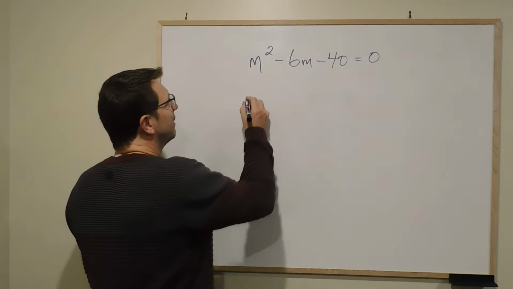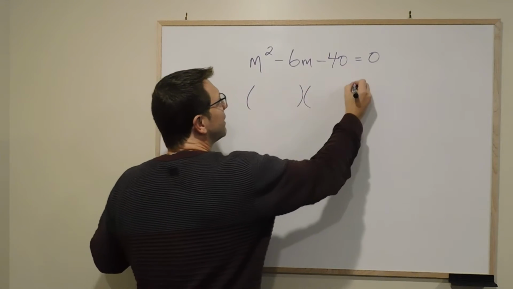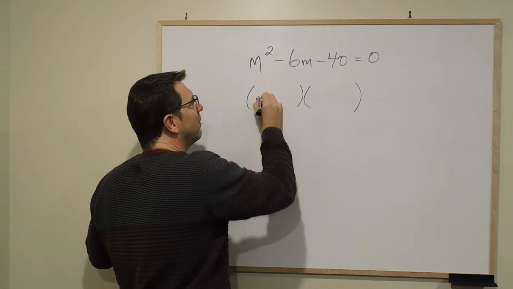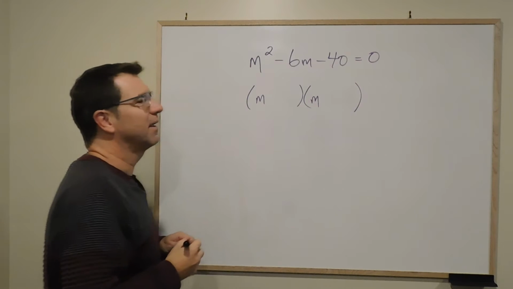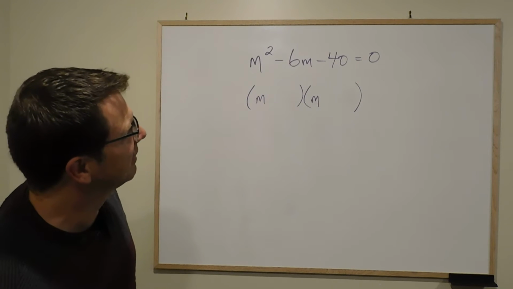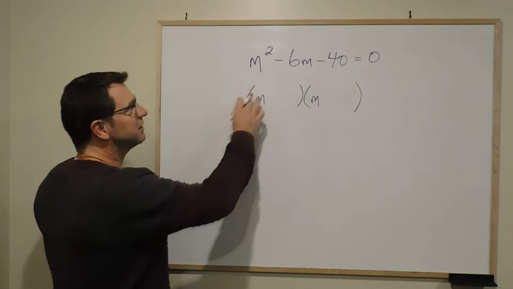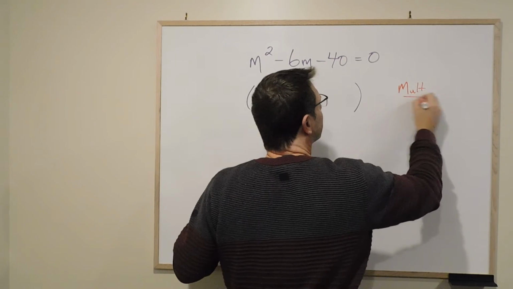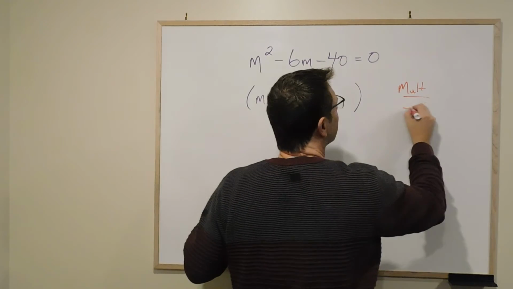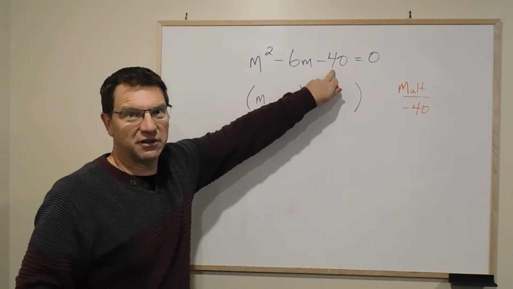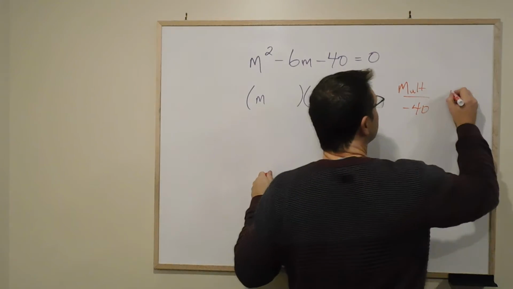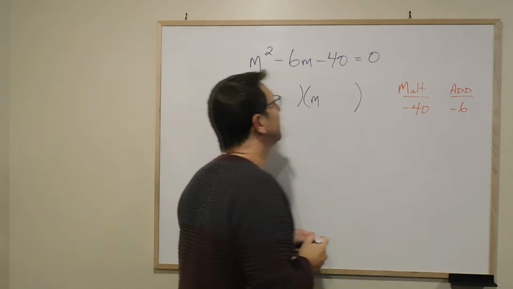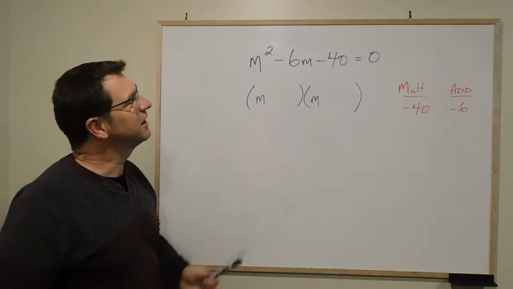And if you think about it, it goes into two brackets, right? Remember, m squared is m times m, right? And now if you think back to your factoring, we are looking for two numbers that multiply to negative 40, because that's the constant term there. And at the same time, those two numbers need to add to negative 6, because negative 6 is the number in front of the single variable.